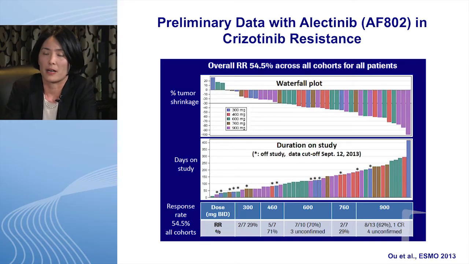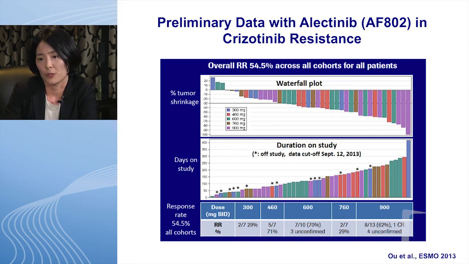This is data from a different next-generation ALK inhibitor. This is one that was originally developed by Chugai, named AF802, and has now been licensed by Roche and is being developed as alectinib. I should note that both ceritinib as well as this drug, alectinib, both have FDA breakthrough therapy designation, and it's primarily based on the data that we're showing you today.